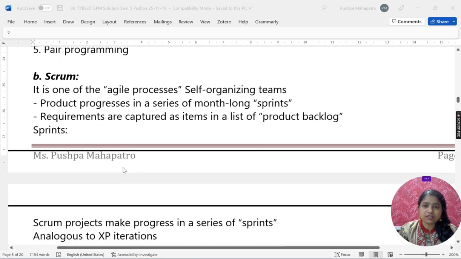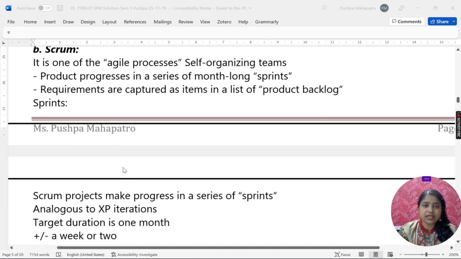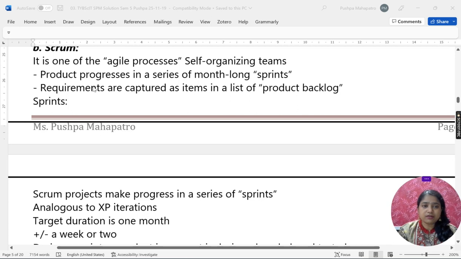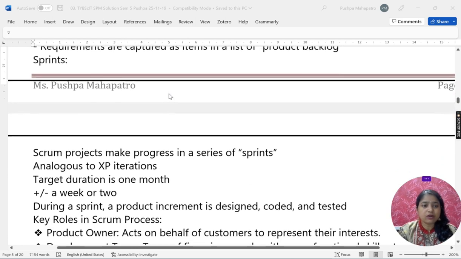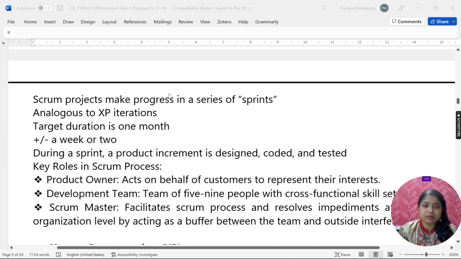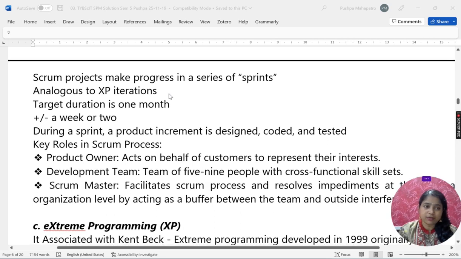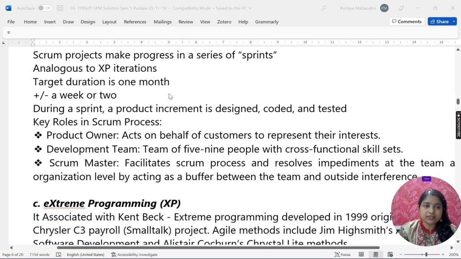फिर Scrum is a self-organizing team, and each product progresses in a series of month-long sprints. Then requirements are captured as the product backlog. Some projects make progress in a series of sprints, and it is using extreme programming iterations.